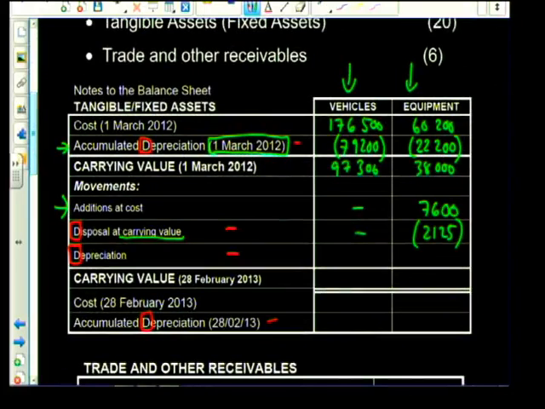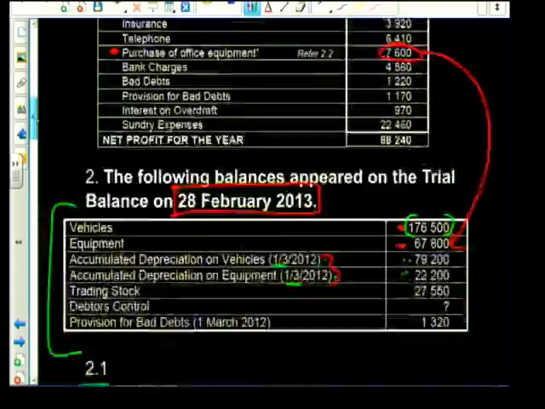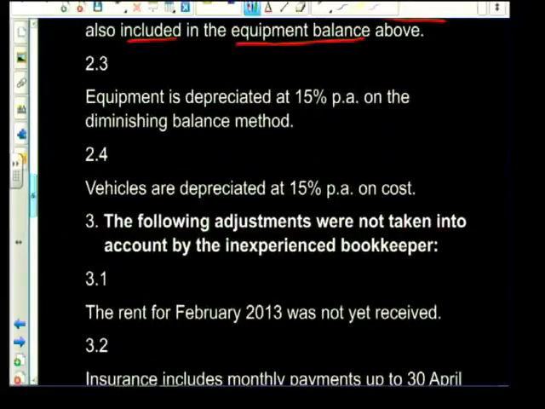One more thing that needs to be done, which is calculating our depreciation. So to calculate our depreciation, we need to know what the rate of depreciation was. And they've told us this here. They've told us that here's 2.3 and 2.4.